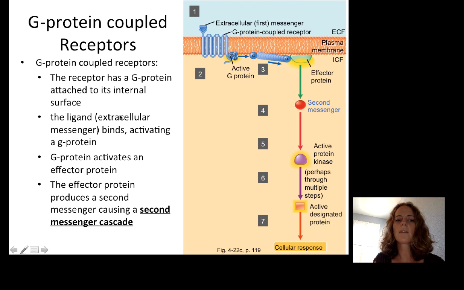So this is where the receptor itself changes shape. That bumps or changes the shape of a G protein. That G protein then will activate a whole cascade of other proteins, and we call that a second messenger cascade.